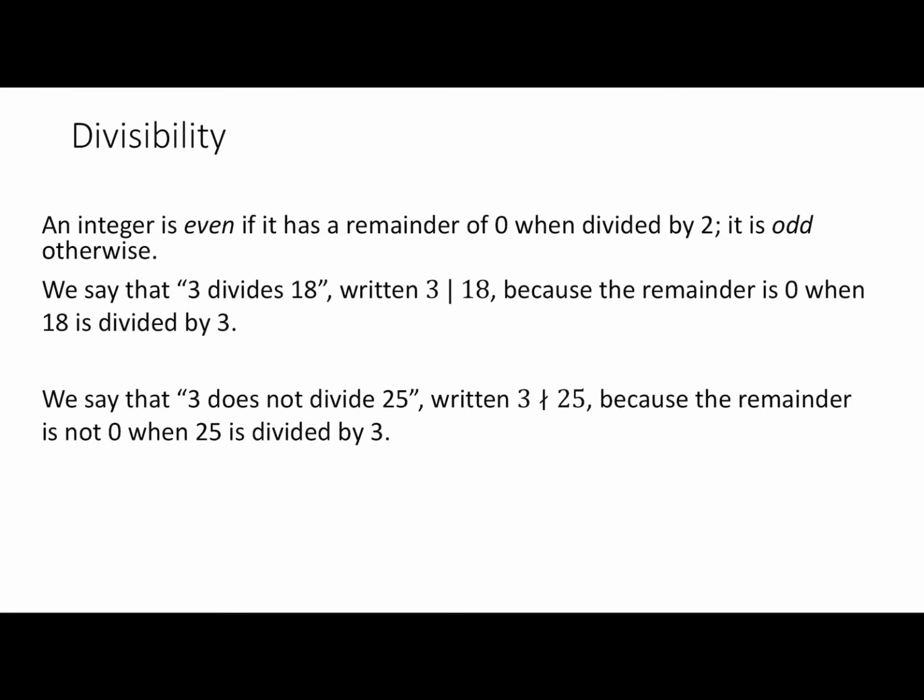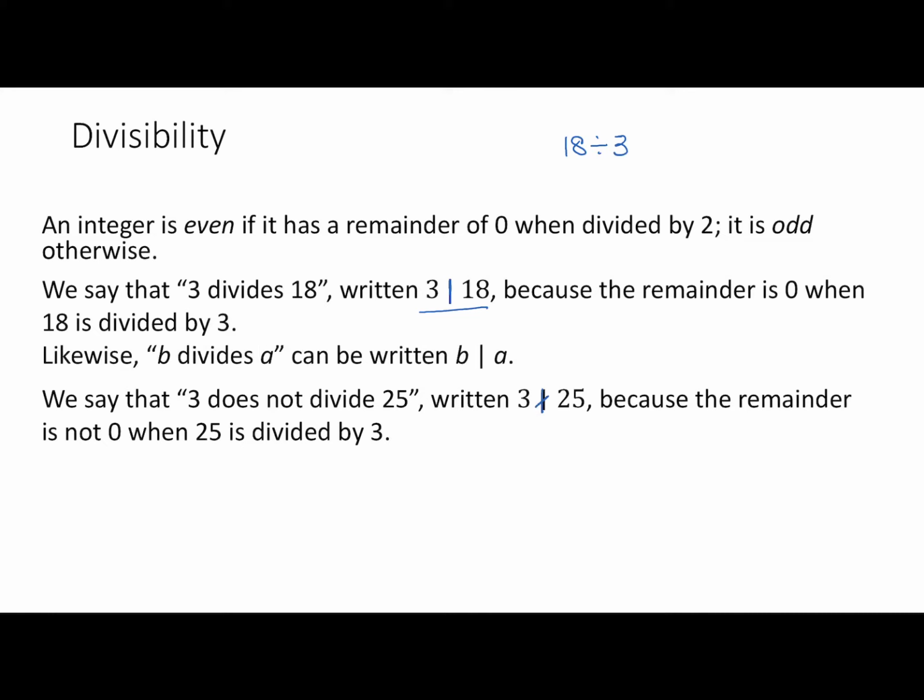We say that 3 divides 18, written as 3 with this line, 18, because the remainder is 0 when 18 is divided by 3. So don't confuse this by writing 18 divided by 3. That's read 18 divided by 3. This is read 3 divides 18. We say that 3 does not divide 25, and we write that with a little slash on the line here now, because the remainder when I divide 25 by 3 is not 0.